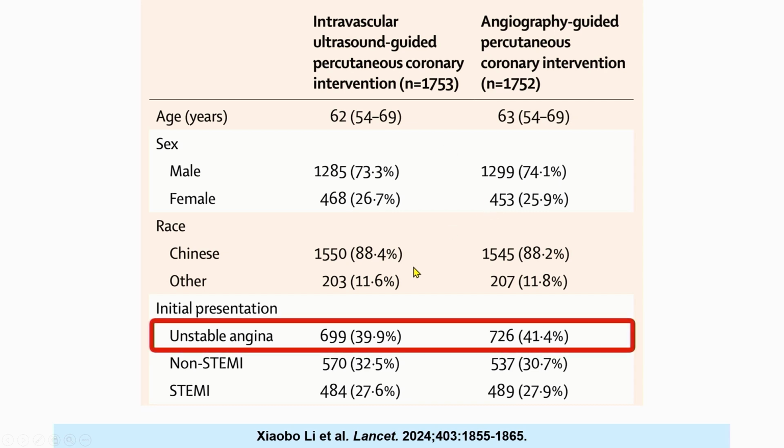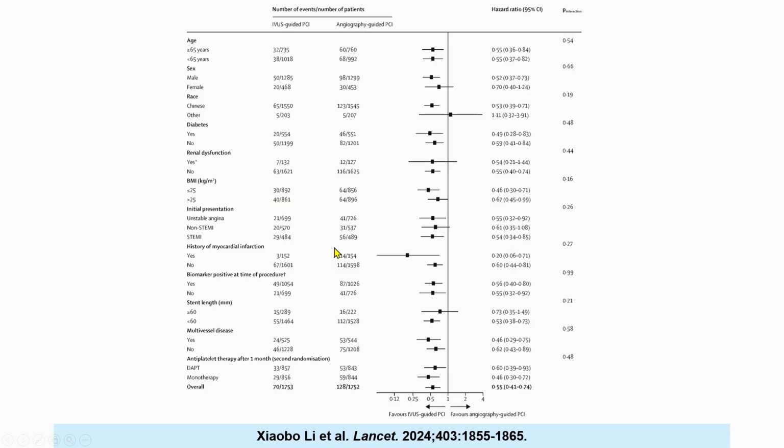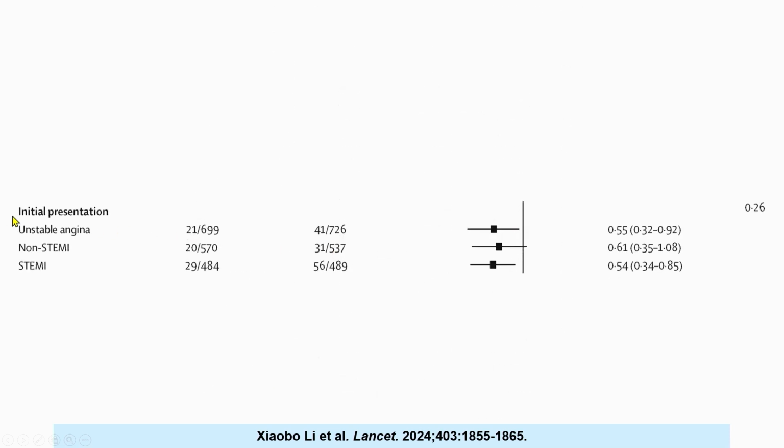The population collected is mostly Chinese people, with unstable angina patients about 33%, non-STEMI 32%, and STEMI about 27%. We can see in the presentation, whether unstable angina, non-STEMI or STEMI, the IVUS-guided group has a better result than the angio-guided group, although for non-STEMI it is not significant.